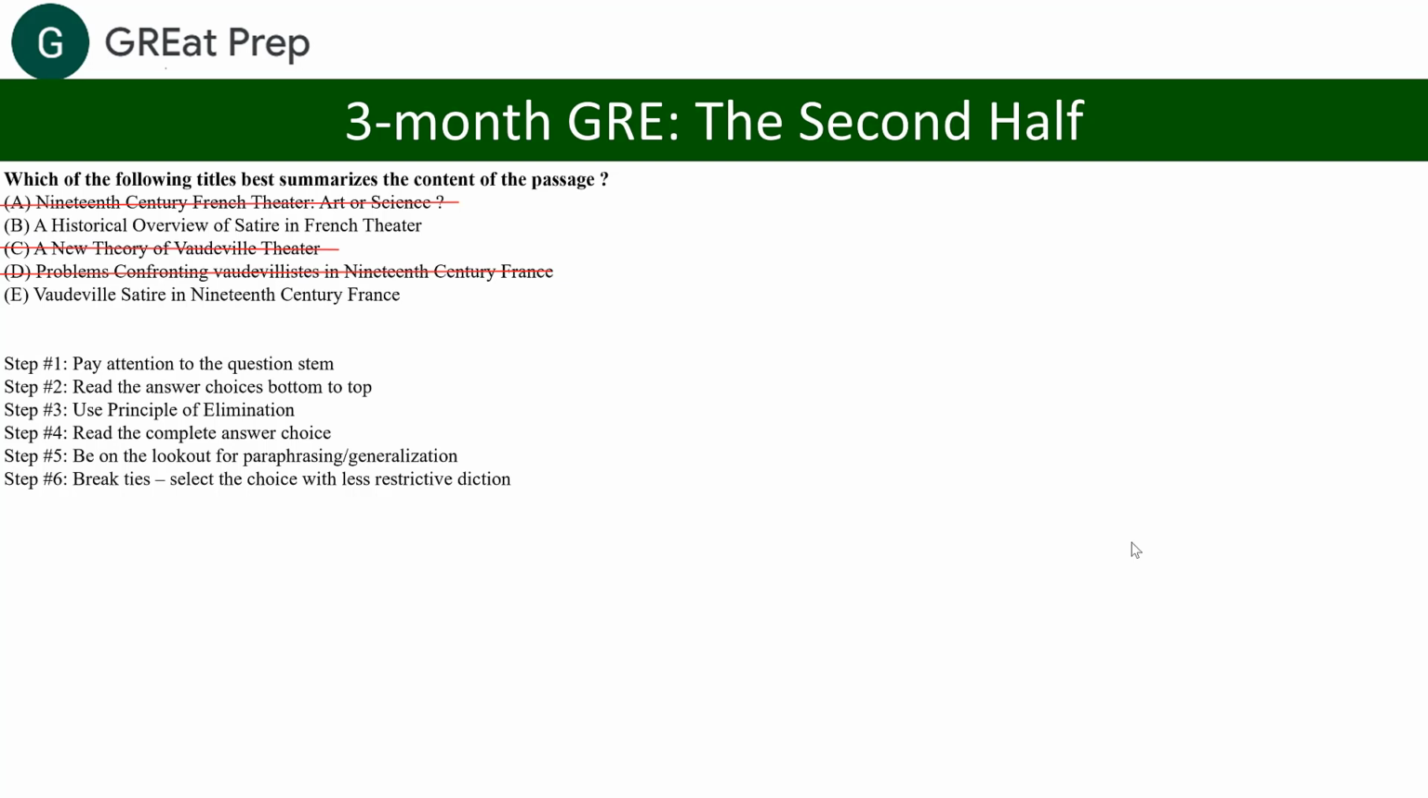I don't think alternative B is a wrong answer, but if you think about it, the purpose of this passage and the intent of writing this passage is not just talking about satire in French theater. It's about talking about why satire came about in French theater and the broader socio-political impacts of that satire, right? Because that was the intent of the people in the vaudeville school of theater. So vaudeville satire in 19th century France is more broad. So I will go with answer choice E.